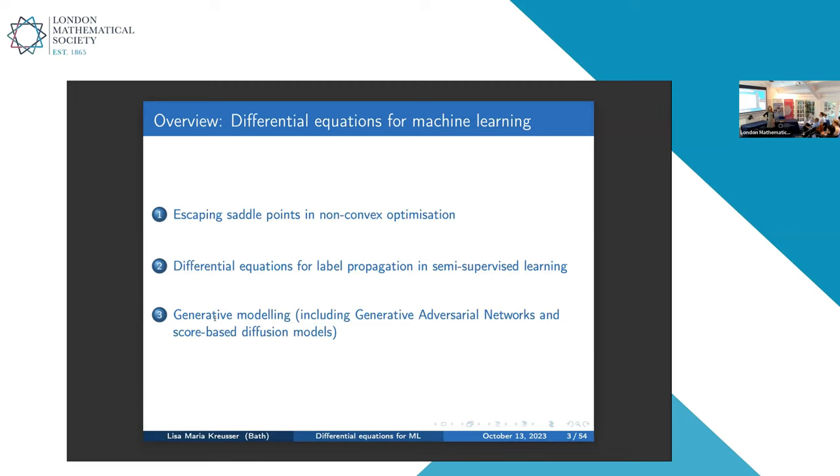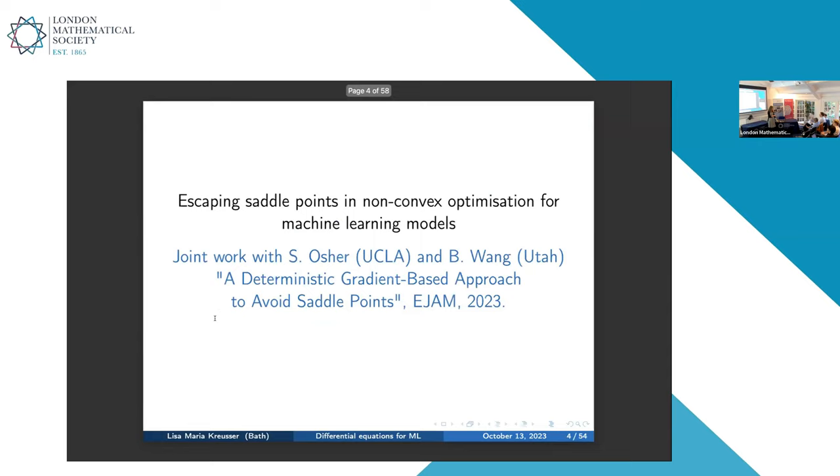So to get started, let's look a bit into non-convex optimization problems for machine learning models. This is joint work with Stan Osher at UCLA and Bao Wang at the University of Utah.